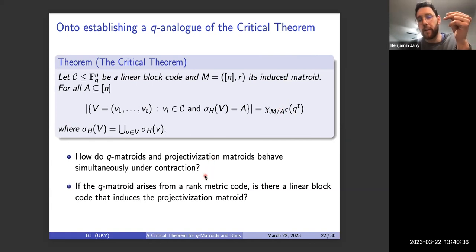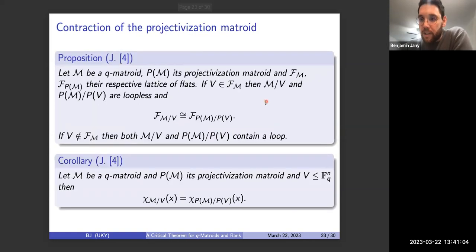And we also need to figure out if I start with a q-matroid induced by a code, will its projectivization matroid also be induced by some other type of code, right? And so those are the two pieces that we'll try to get together and then look back at this critical theorem later on, okay? Okay, so first start with contraction.